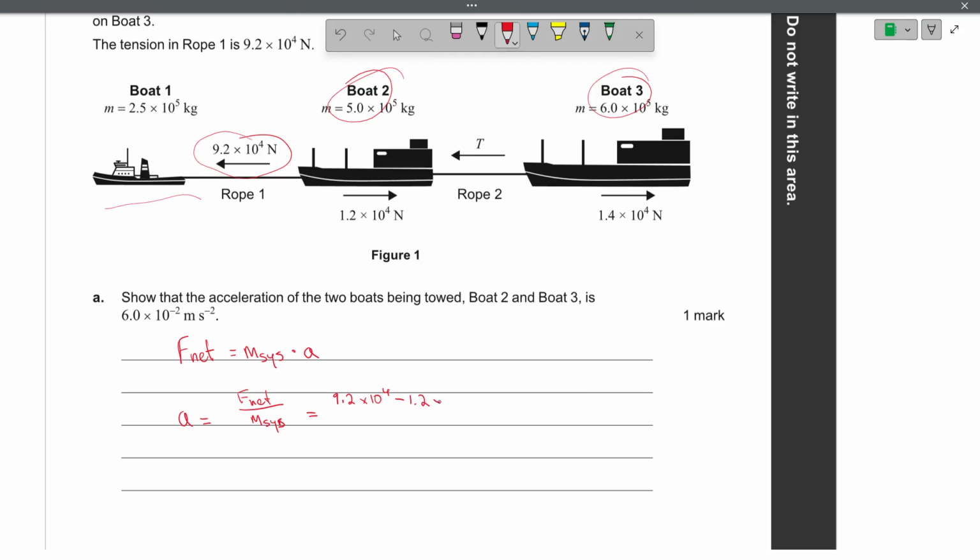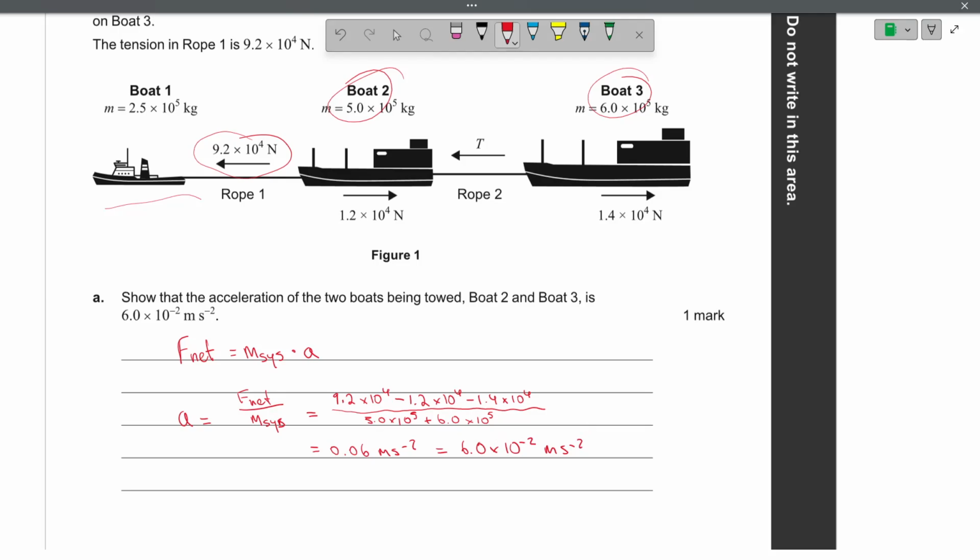1.2 times 10 to the 4 minus 1.4 times 10 to the 4. Okay, that is all over the total mass of the boat 2 and 3 system, which is just 5 times 10 to the 5 plus 6 times 10 to the 5. And you can just chuck all that on a calculator and we end up getting 0.06 meters per second squared, which is indeed 6 times 10 to the minus 2 meters per second squared.